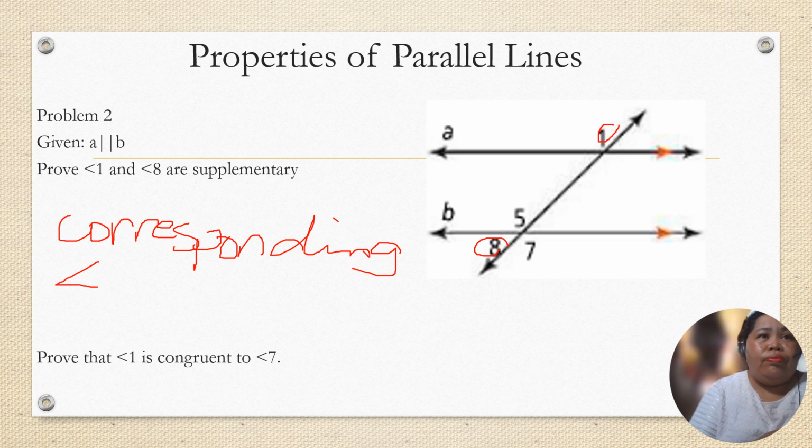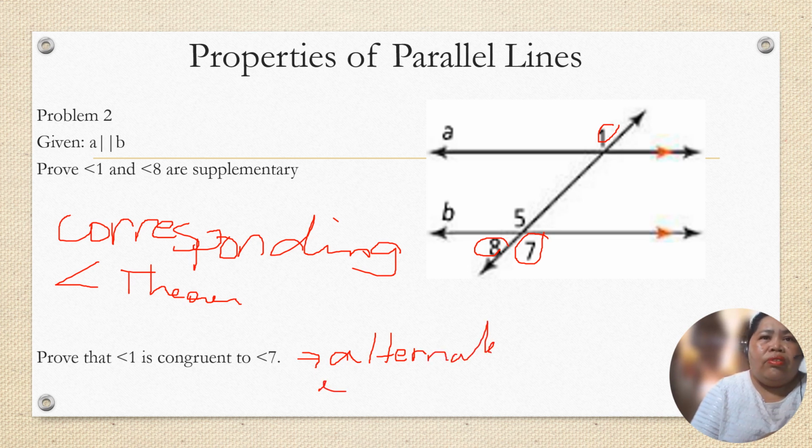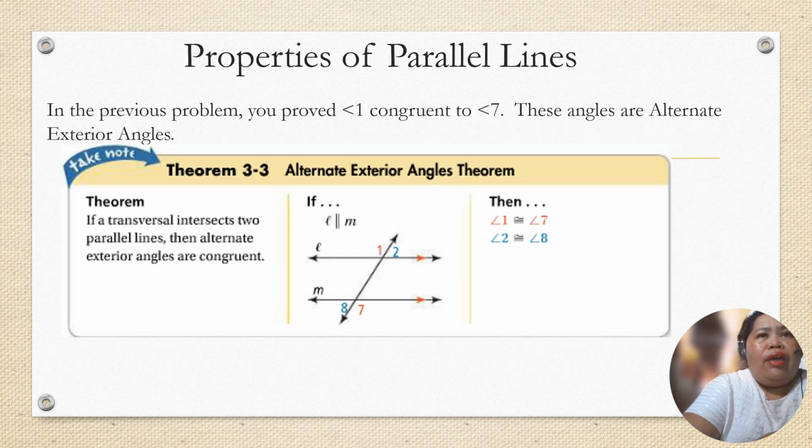Corresponding angle theorem. That's the reason that they are supplementary. Prove that angle 1 is congruent to angle 7. Of course, this one is the alternate, no? So they are congruent through the alternate exterior angle theorem. Alternate exterior angle, okay? So they are congruent. Then we have here, okay, so this is what we're talking about.